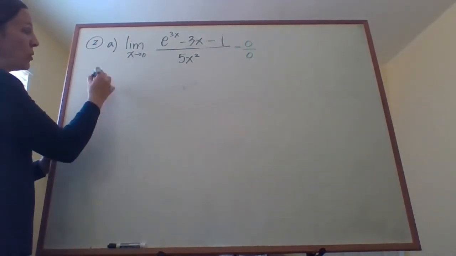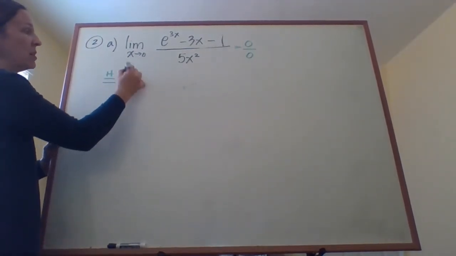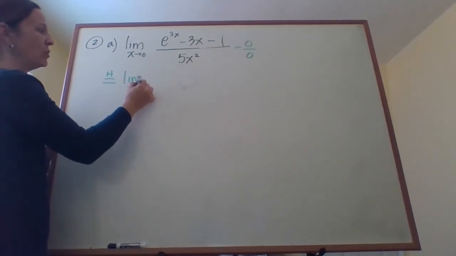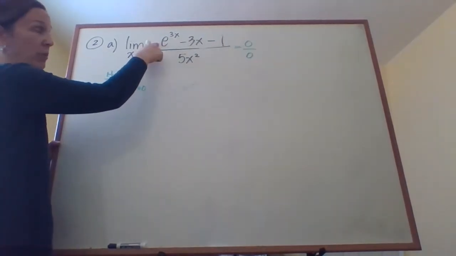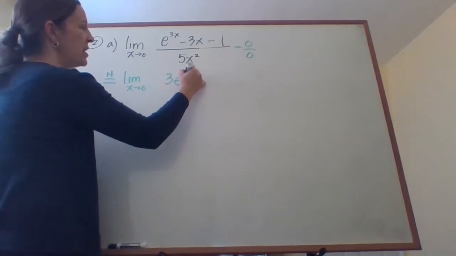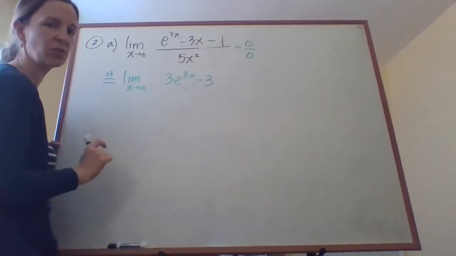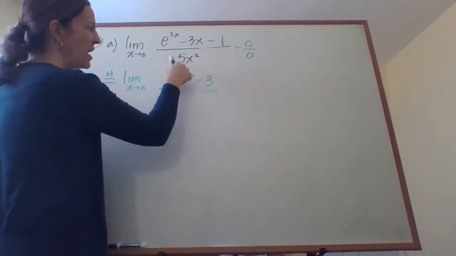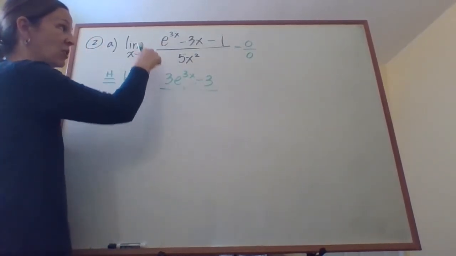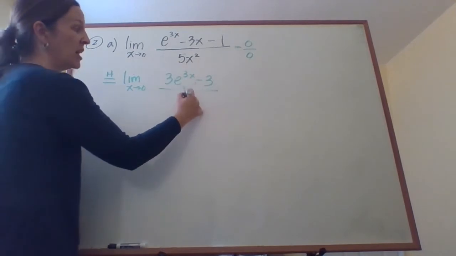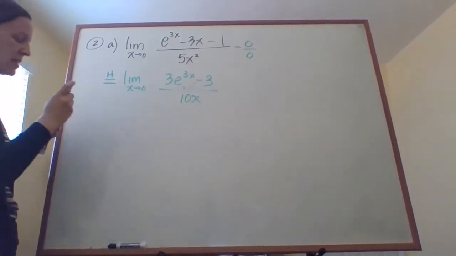That's an indeterminate quotient, which means I can use L'Hopital, which tells me that that's equal to the limit as x approaches 0 of the derivative of the top, 3e to the 3x, minus the derivative of 3x, minus 3, minus the derivative of 1, which is 0, and then over the derivative of the bottom. I take the derivative of the top and bottom separately. This derivative here is 10x.